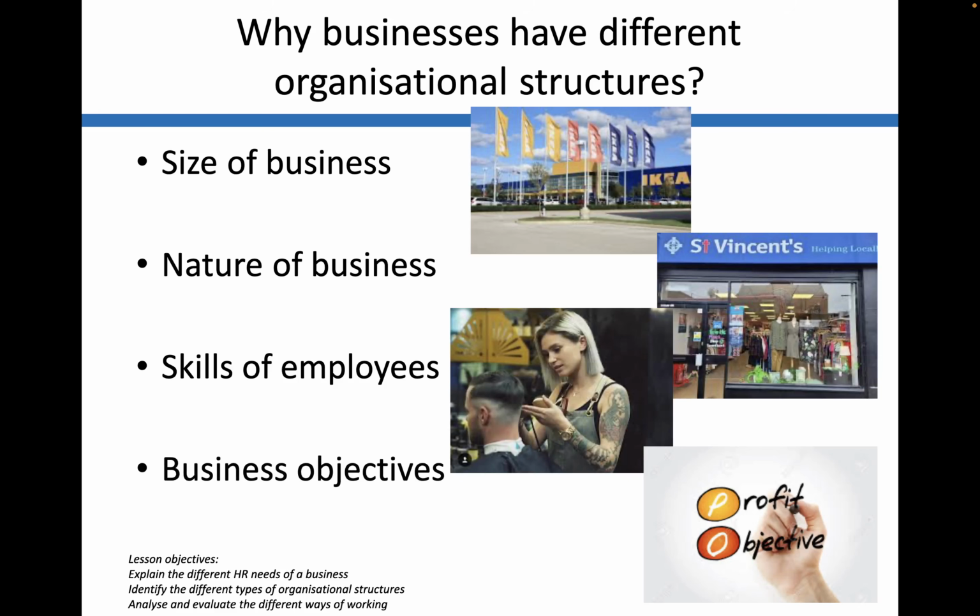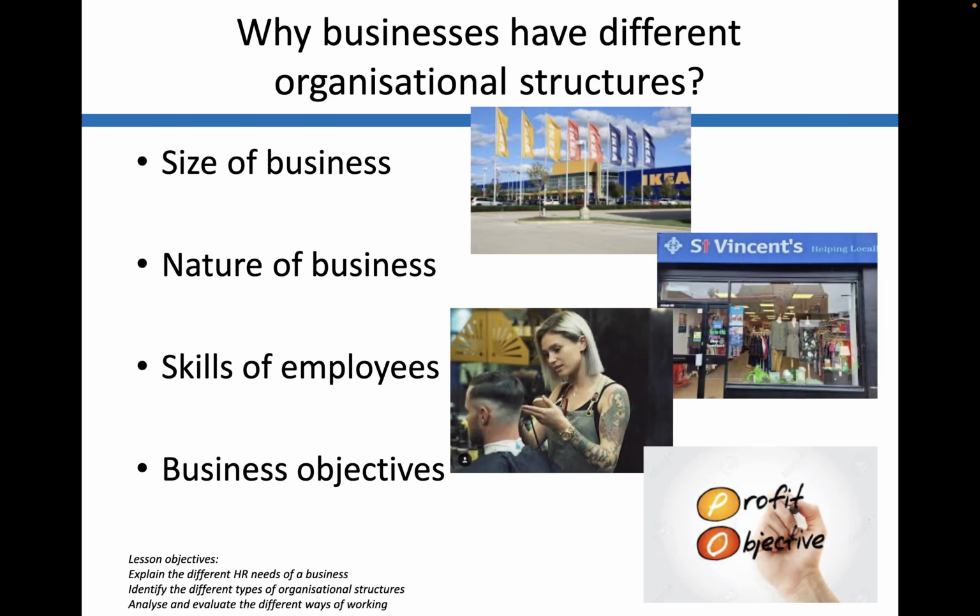So why do some businesses have different organizational structures? Well, it depends on the size of your business. If you're a massive business, you're going to need to have maybe a wider span of control, or you might decide to go with a narrower span of control. It just depends, really, on the nature of your business. Are you a charity? Are you a school? Are you a profit-making business? What are you trying to do?